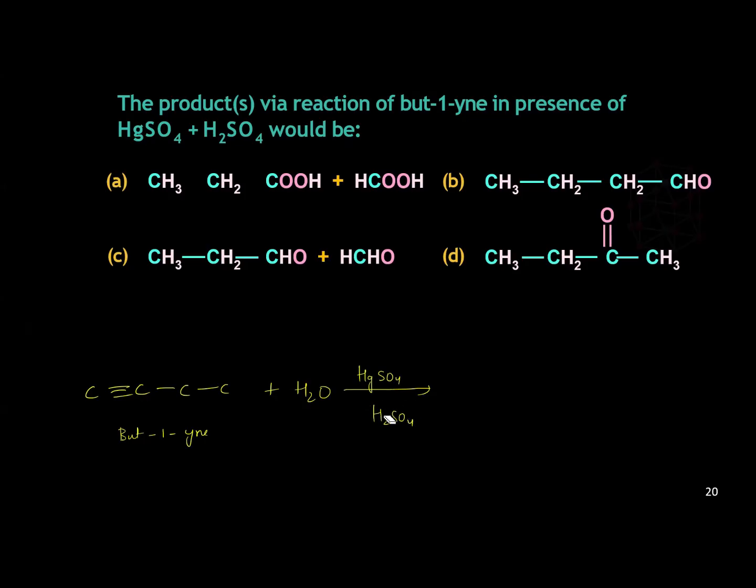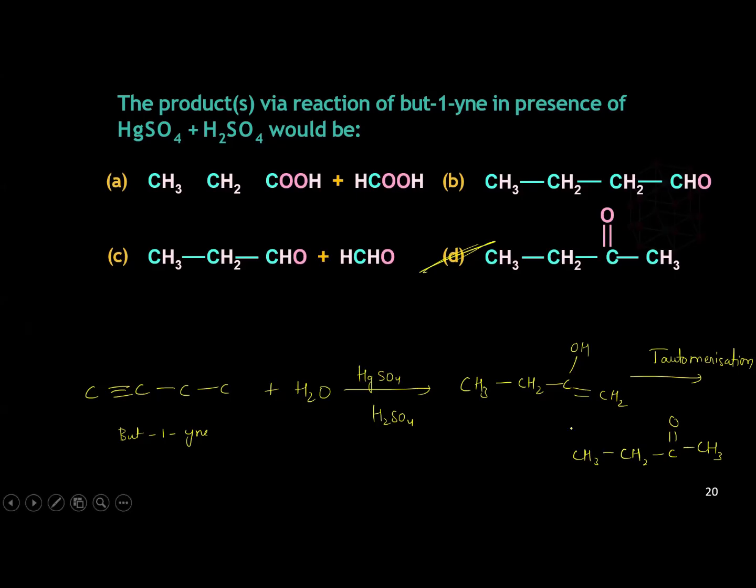So what will it give? If you remember, this will give a kind of alcohol group. And then this will be followed with a tautomerization. If you don't understand this, just go back to yesterday's class and see there. So that will convert finally into CH3CH2C double bond O CH3, which is nothing but a ketone group. So answer D is correct. We studied this in yesterday's class. Next one.